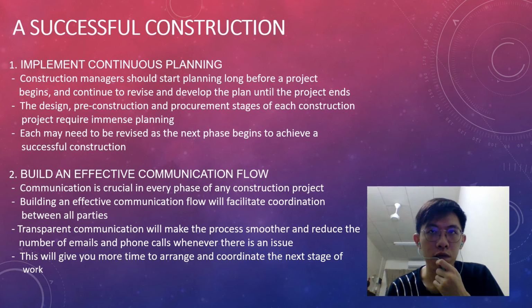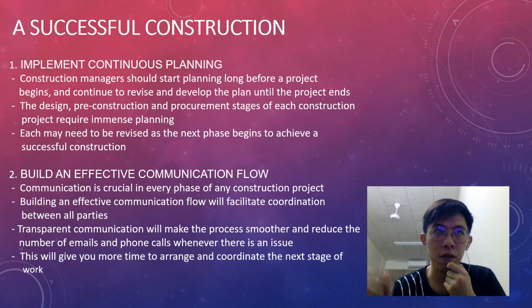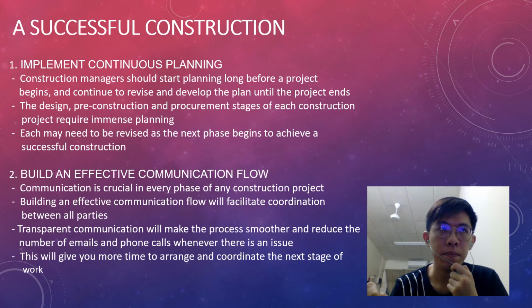Finally, a successful construction. Basically, there are four main strategies that lead to a successful construction. The first one is implementing continuous planning. Construction managers should start planning long before a project begins and continue to revise and develop the plan until the project ends. The design, pre-construction, and procurement stage of each construction project requires immense planning. Each may need to be revised as the next phase begins to achieve a successful construction.